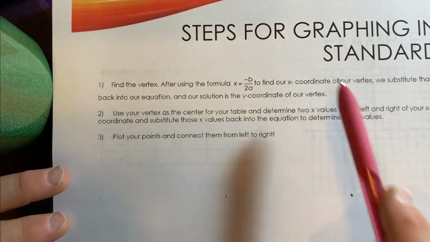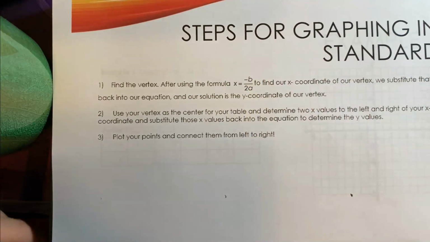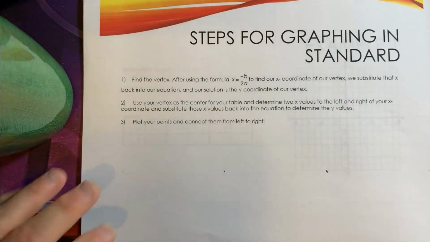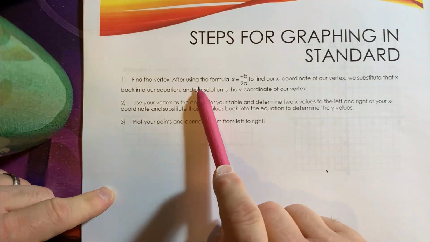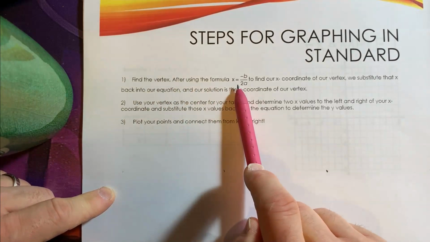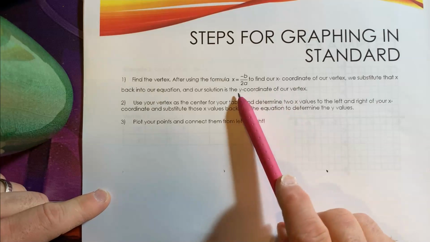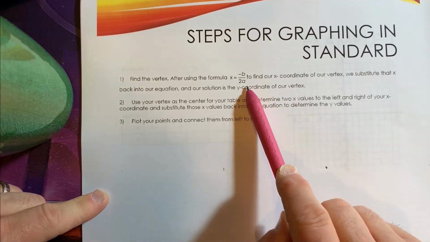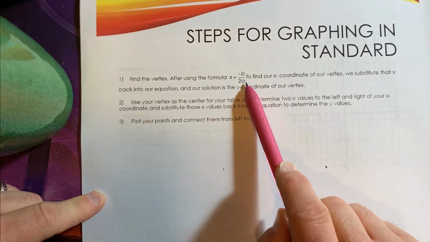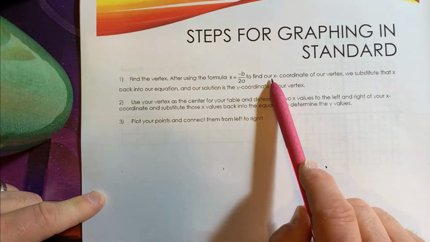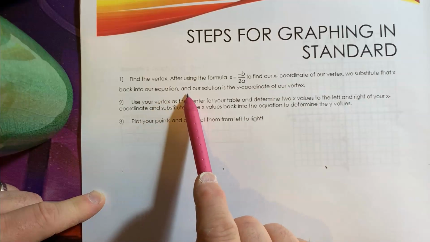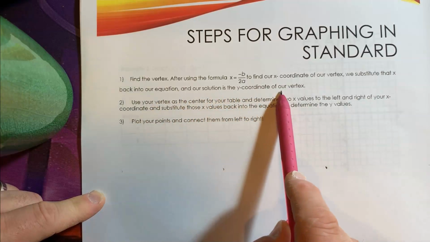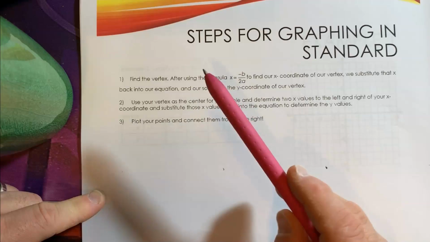Now let's go forward to graphing, steps for graphing in standard form. Let me lay the paper back down so you can see the whole thing. Step 1, we have to find the vertex, which I just showed you an example of. We use this formula to find the vertex. Remember, this a and b come from the standard form. We find our x-coordinate, substitute x back into our equation, and solve for the y-coordinate of our vertex.